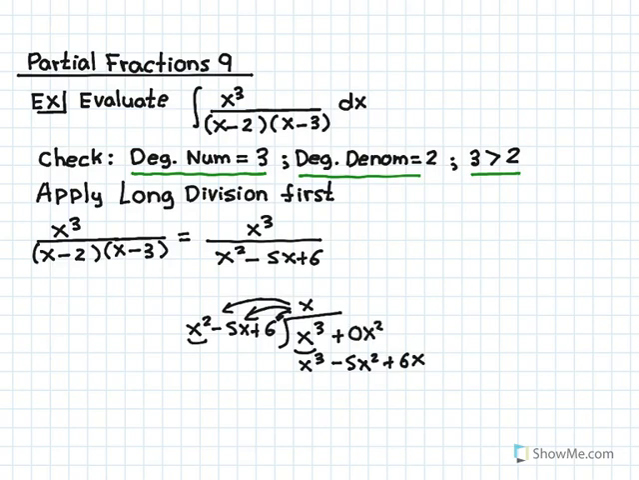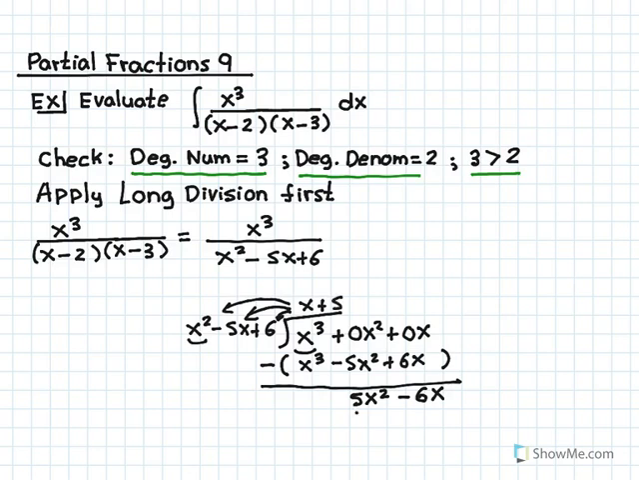0x squared, 0x. Now it's very important that you put a minus and a bracket here. This is the most common mistake, not distributing the minus sign. x cubed minus x cubed is 0. 0x squared minus 5x squared is 5x squared. 0x minus 6x is minus 6x. Now how many times does x squared go into 5x squared? Well, that goes in 5 times.